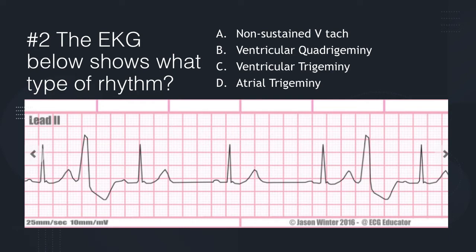Question number 2. The EKG below shows what type of rhythm? Non-sustained V-tach, ventricular quadrigeminy, ventricular trigeminy, or atrial trigeminy. I'll pause just to let you think about this one. What I want you to notice are the very abnormal QRS waveforms that you see on 2 occasions in this rhythm strip. Count the normal waveforms in between those 2 abnormals, and that will give you the answer.